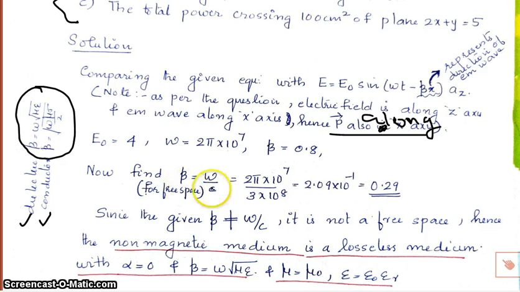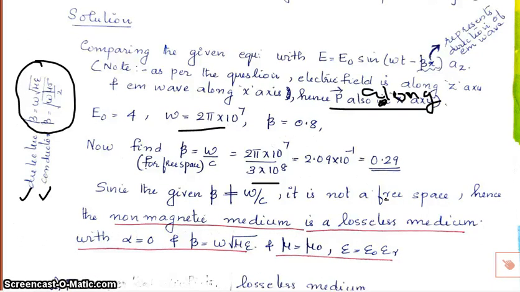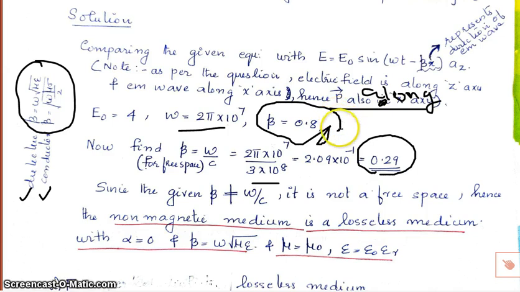So for free space, beta is equal to omega by c. Omega is 2 pi into 10 raised to 7, and c equals 3 into 10 raised to 8. When you calculate, you will get beta equals 0.29. So this is the calculated beta, 0.29, and as per the question, beta is 0.8. So since the given beta is not equal to omega by c, it is understood that it is not free space.